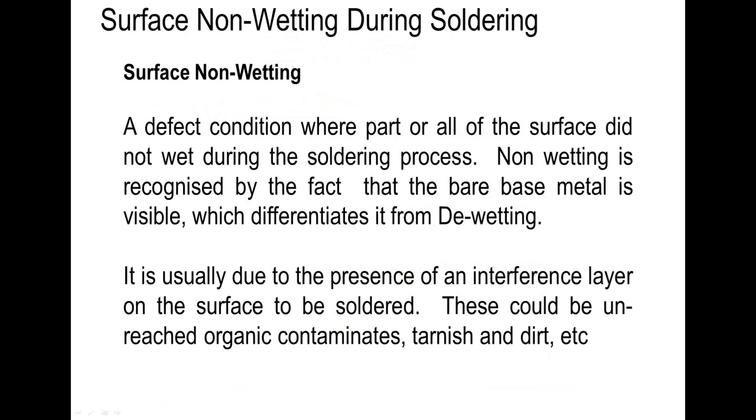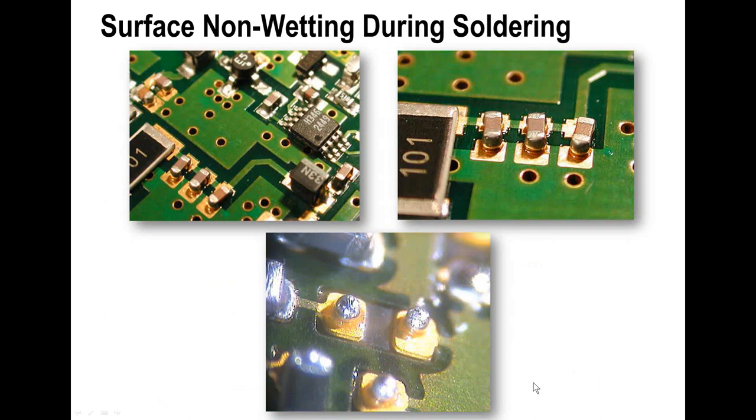We'll come back to that in a moment, but there are two basic defects that we get during soldering, surface non-wetting or de-wetting. Now, non-wetting is where the solder does not wet to the surface. So you reflow solder, you wave solder, or you selective solder, and you get no evidence of solder adhering to the surface. An example of that I show here, where these boards have been through reflow soldering. You can see the solder has reflowed, but the solder has wet the terminations, but not the pads. So you can see in the bottom example where the solder paste has literally reflowed and balled up.